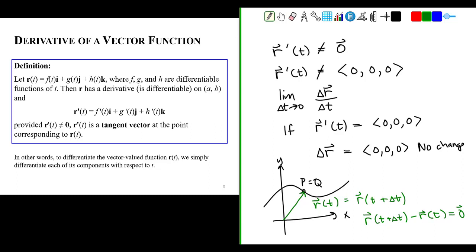If there's no change, we are at a single point in space. And if we are at a single point in space, then we don't have a derivative. So this is why we have to say that r prime of t cannot be equal to 0, because we have to have some change in our position.